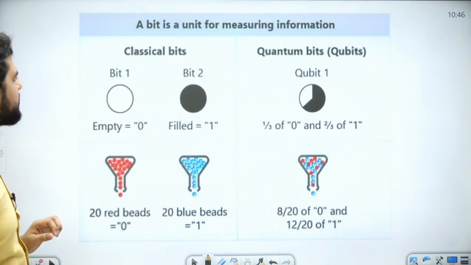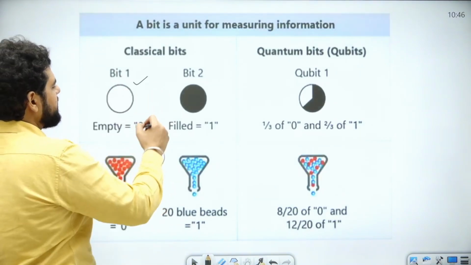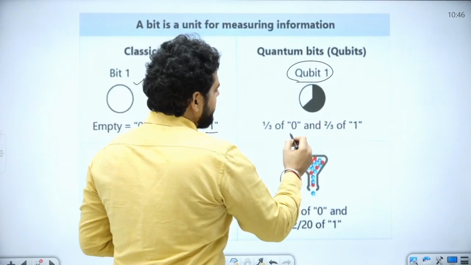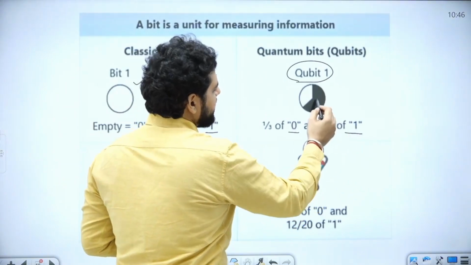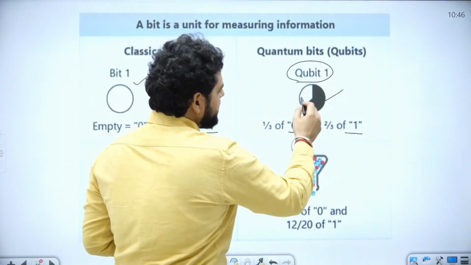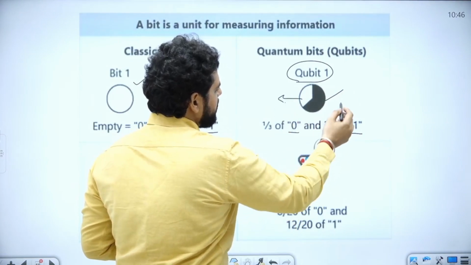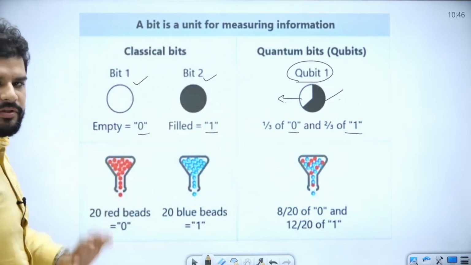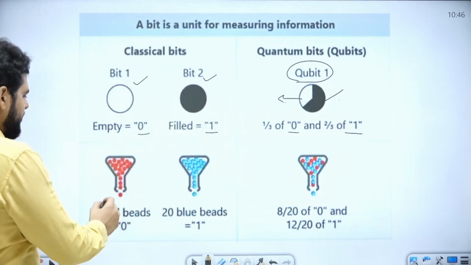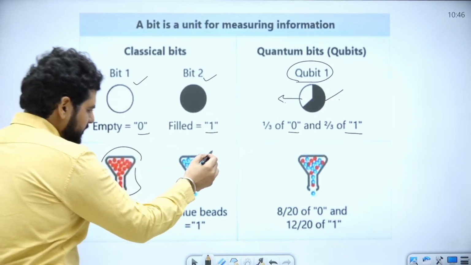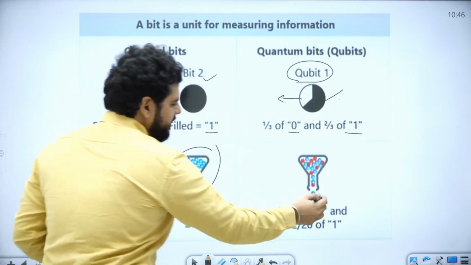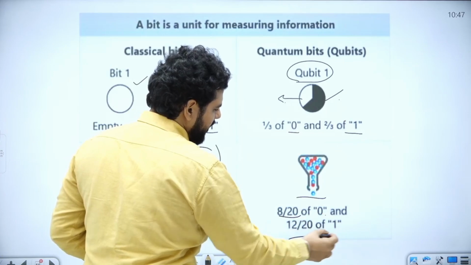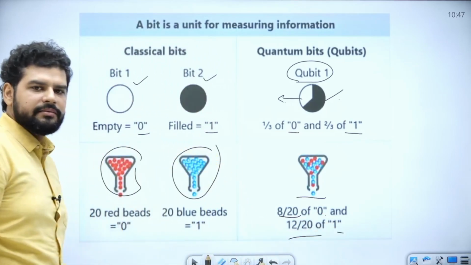Here, I think this will make things better. Bit 1 is 0, bit 2 is 1, but a qubit can be 0 and 1. Some part of it will be filled, some is blank. So 1/3 is 0, 2/3 is 1. This is how a qubit can look. This is just a visual representation to explain. Let's say there are 20 red balls, 20 blue balls. Here it can be a mixture. So 8 out of 20 are 0, 12 out of 20 are 1, right?